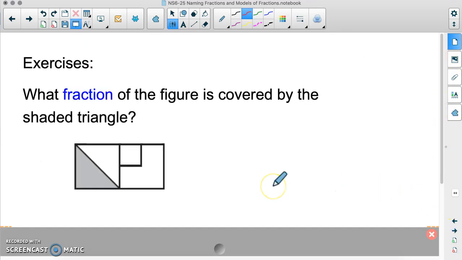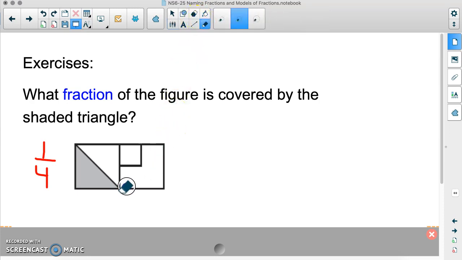Now if I give you this one, what fraction of the figure is covered by the shaded triangle? Well, we can see that 1/4 of this figure is shaded by the triangle. So if I were to also split this square the exact same way as this one, there would be 4 triangles. So 1/4 would be shaded by a triangle.